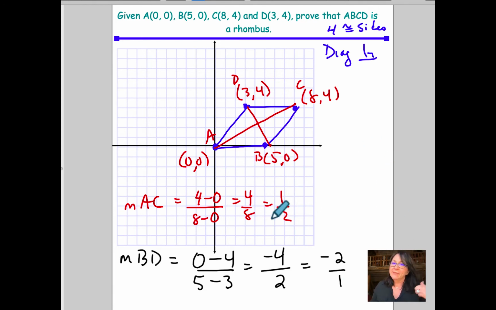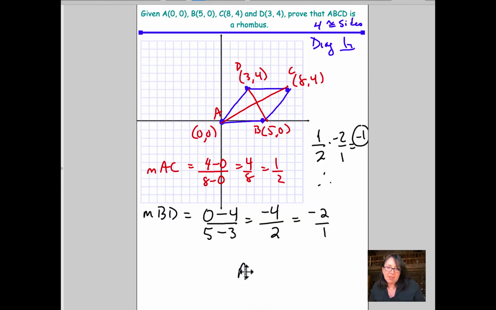Now, if my two slopes are actually perpendicular, then I can multiply 1/2 times negative 2 over 1, and I'm going to get negative 1, which therefore means that my slopes are perpendicular. So you would say AC, put a little line over that because you're talking about that length, not a measurement, is perpendicular to BD. And if this was a rhombus, then that would happen, and these would be perpendicular.